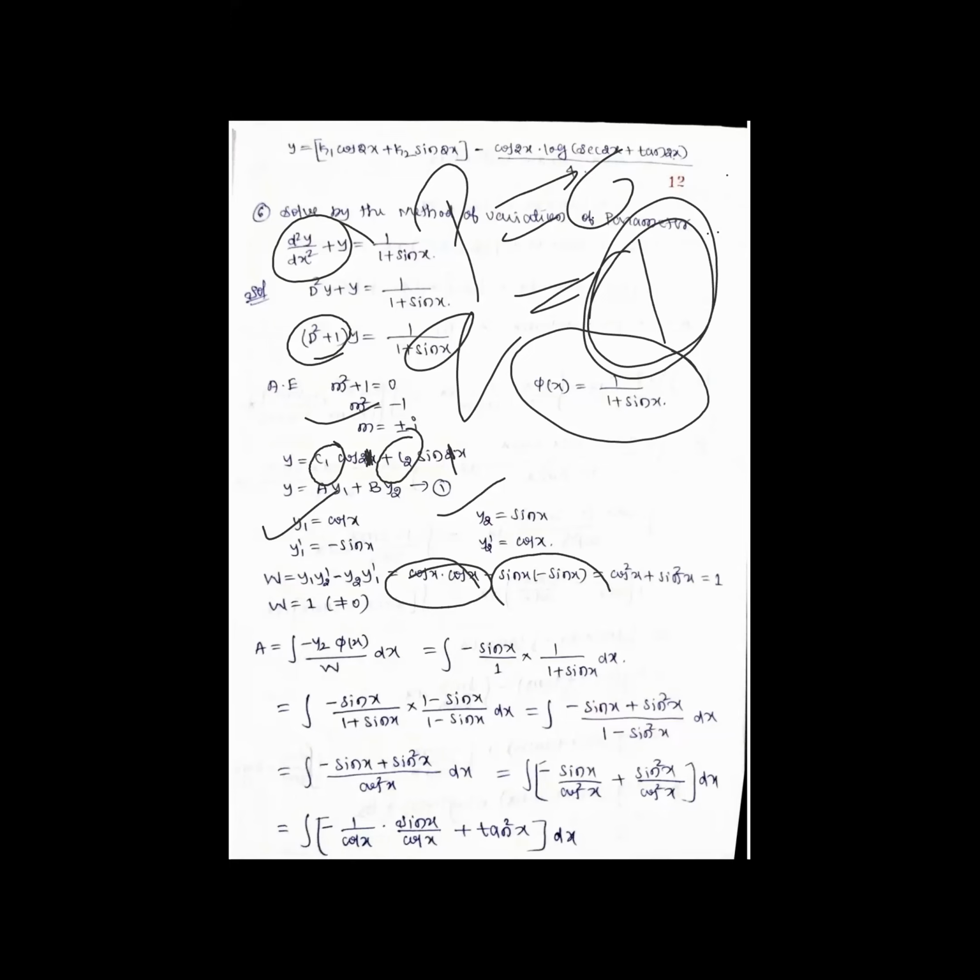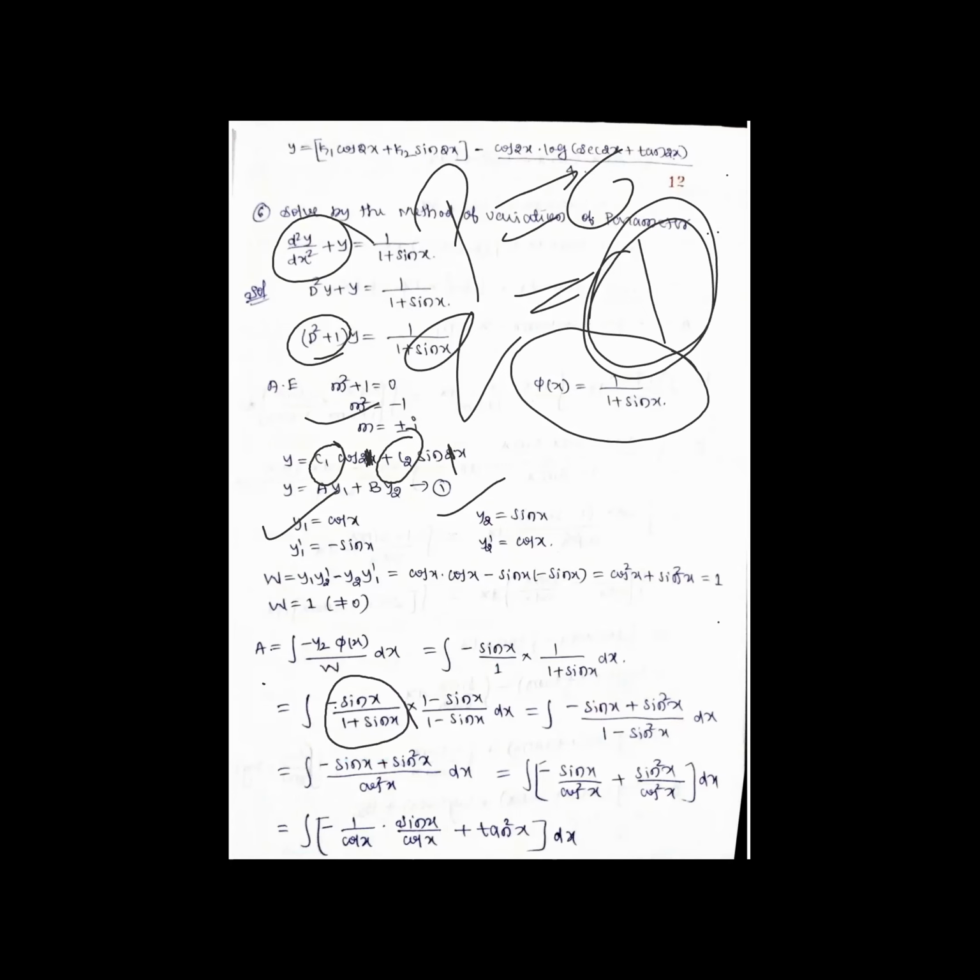So w equal to 1, which is not equal to 0. This is the Wronskian. A is equal to minus the integral of y2 times pi of x divided by w into dx. So what is y2 here? That is sine of x. The Wronskian will be 1. Pi of x will be 1 upon 1 plus sin x, so into dx. Here the simplification goes to minus sin x divided by 1 plus sin x. Only this much. Further simplification is not possible.